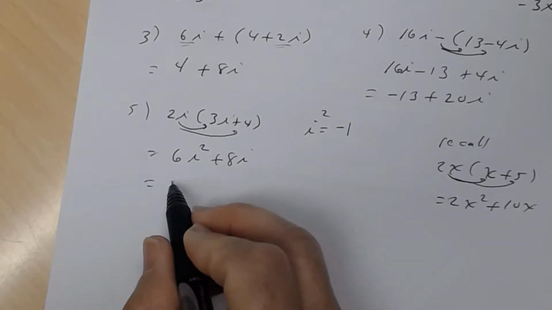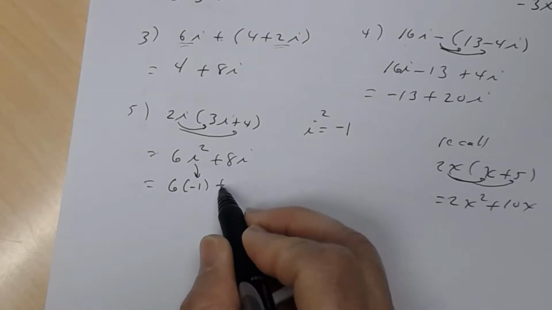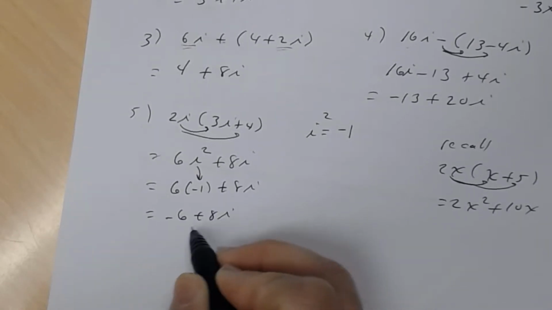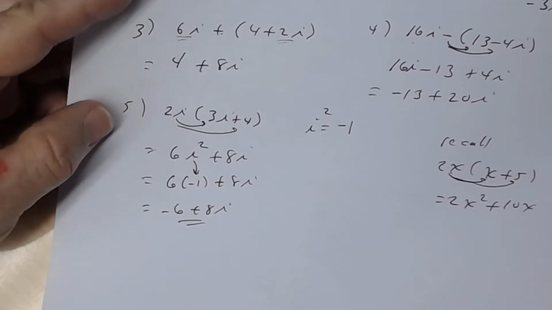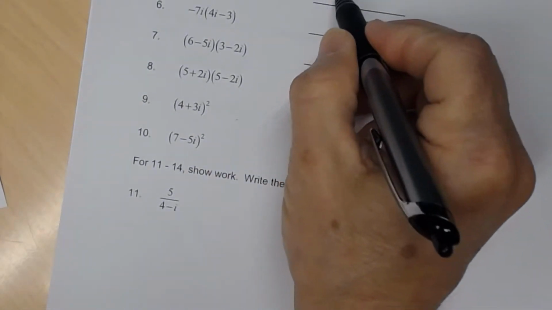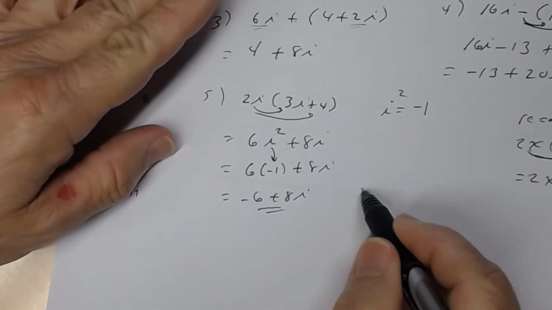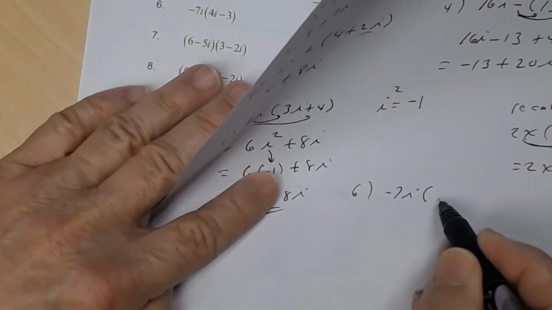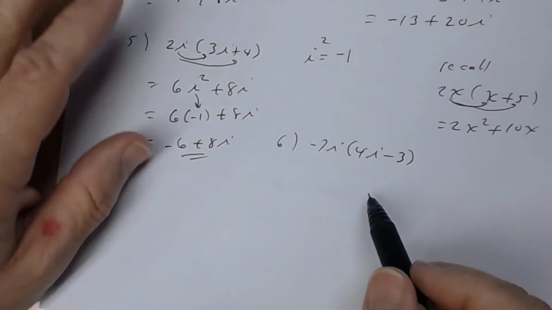So then you're going to say 6 times a negative 1, because that's what i squared is equal to, plus 8i. So this becomes negative 6 plus 8i, and that's your standard form. So the answer to number 5 is negative 6 plus 8i. All right, number 6, you have negative 7i times 4i minus 3. So negative 7i times 4i minus 3.